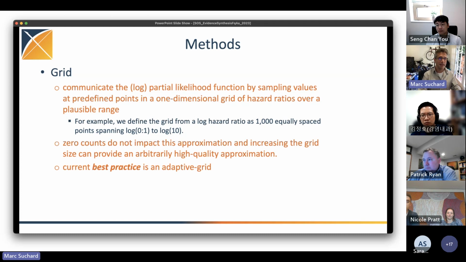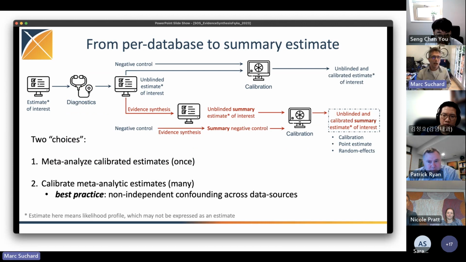So best practices now are to use an adaptive grid. We start evaluating the likelihood function. We ask how well our current approximation fits unsampled points. If it's fitting well, that's a good grid. If it's not, we continue to add more grid points until our error is sufficiently small. And then the evaluation of that likelihood function at a number of different grid points gets shared back with our study lead.